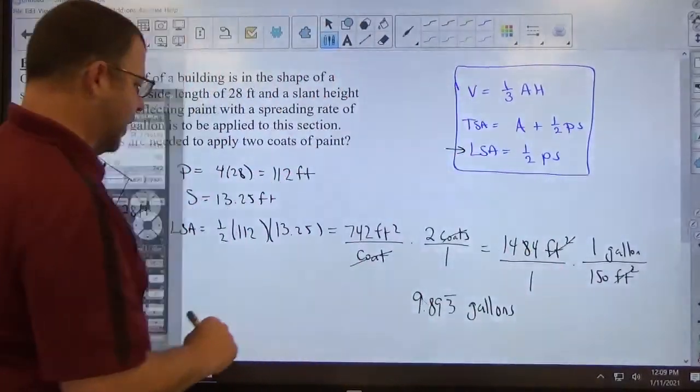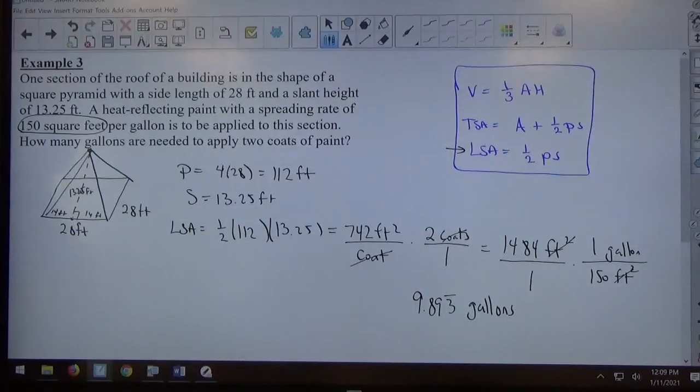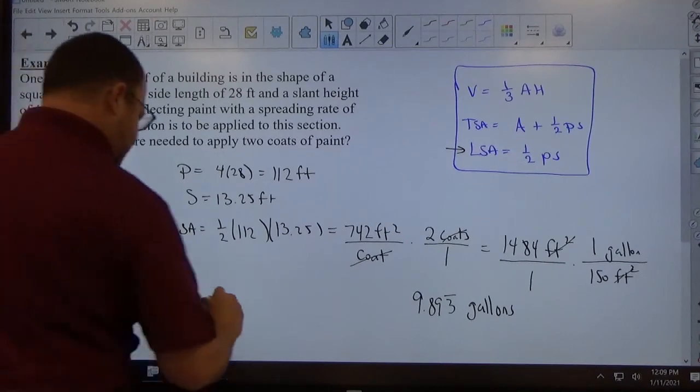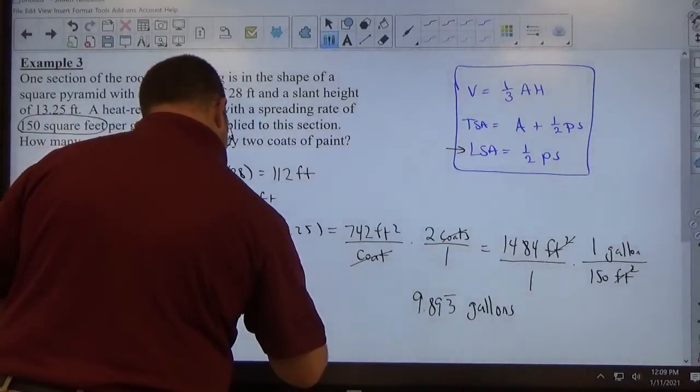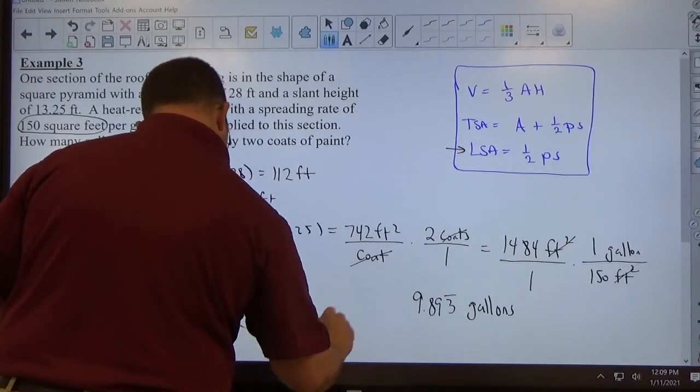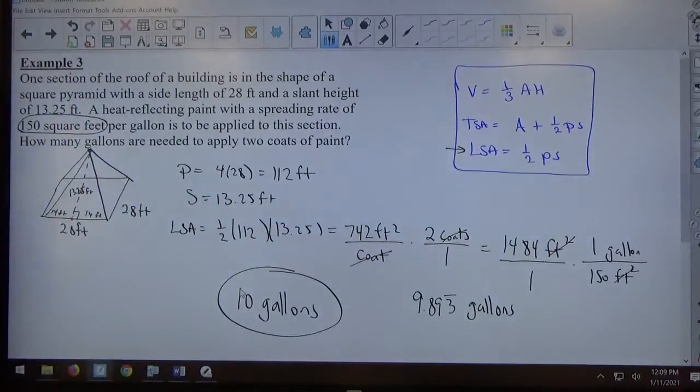Again, you can't buy 0.893 repeating gallons of paint, so how much paint would be needed? We need 10 gallons of paint. So that would successfully cover the roof with 2 coats of paint.